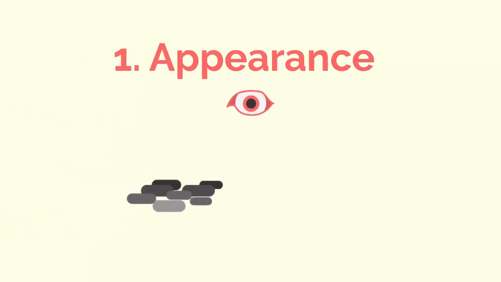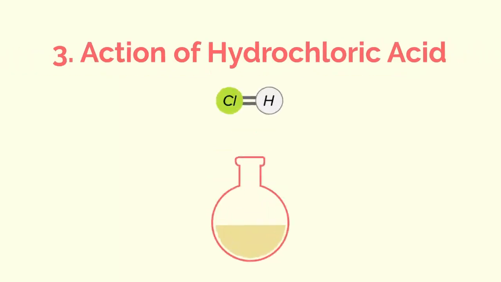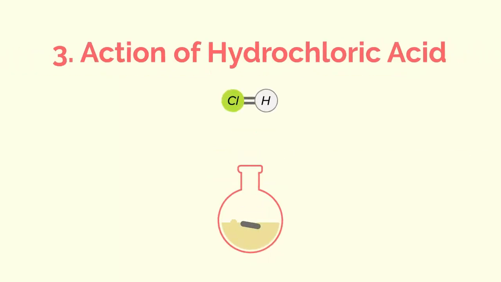So starting with performing the tests on iron and sulfur separately. Iron filings are dark grey crystals, whereas sulfur is a bright yellow powder. You will see that the iron sinks and the sulfur floats. With iron filings, you can see bubbling.